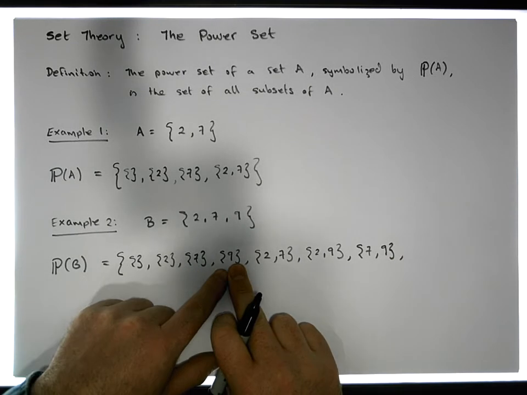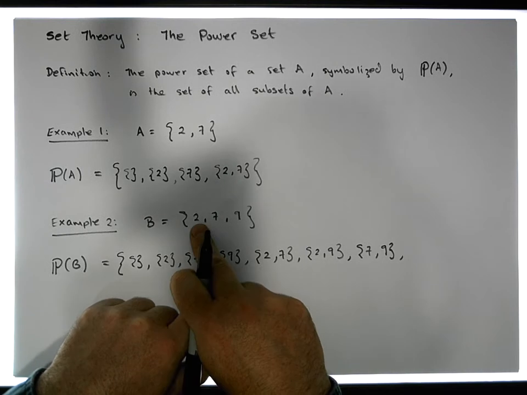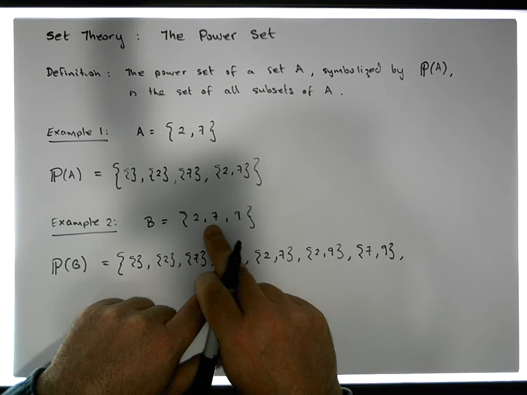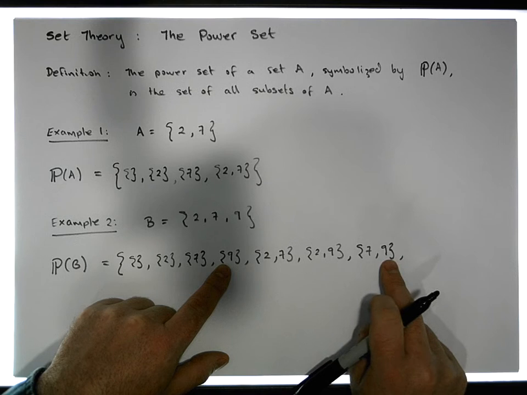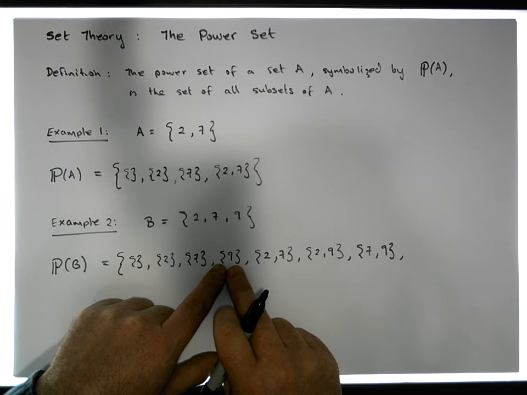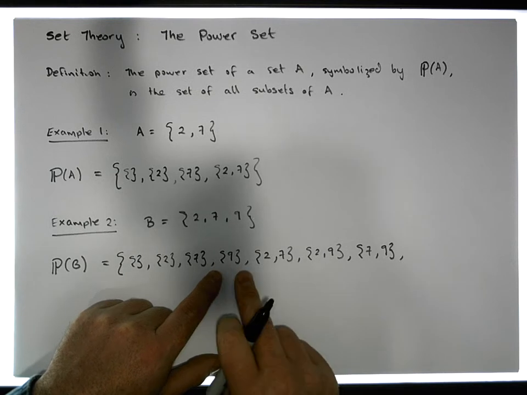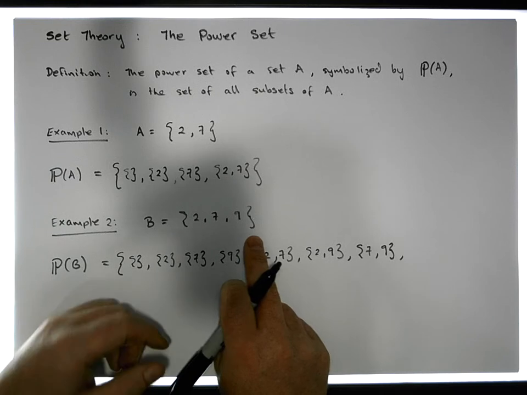Then we take the 9. Okay, well, what other element could I add in with the 9? I could add in a 2, but we've already got 2, 9. I could add in a 7. So I'd have 9, 7, but I've already got 7, 9 here. So there's no other possible value that we can add into this particular singleton that will give us a set of size 2, or of cardinality 2, that hasn't been listed previously. So actually, these are all the sets of cardinality 2 that we could construct from this particular set.